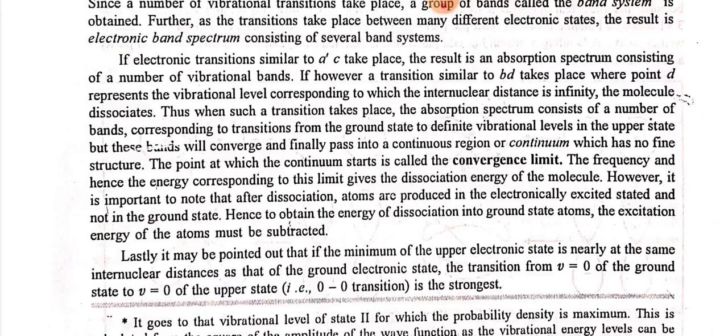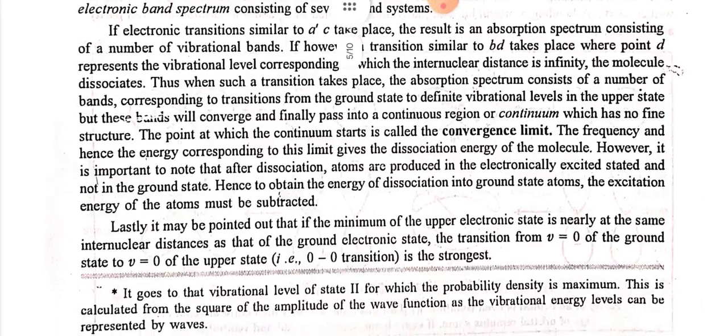These bands converge, finally passing into a continuous region, a continuum, which has no fine structure. The point at which the continuum starts is called the convergence limit. The frequency, and hence the energy, corresponding to this limit gives the dissociation energy of the molecule. However, it is important to note that after dissociation, atoms are produced in an electronically excited state and not in the ground state. Hence, to obtain the energy of dissociation into the ground state, the excitation energy of the atoms must be subtracted.